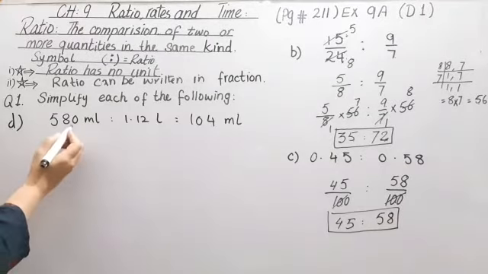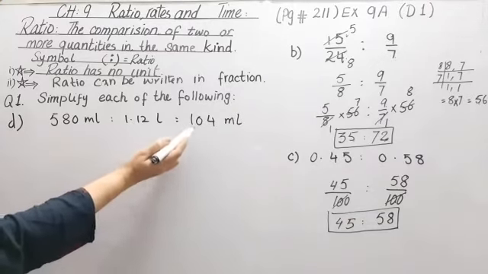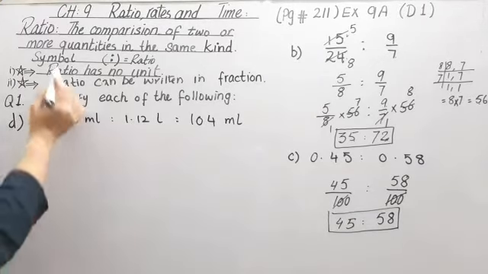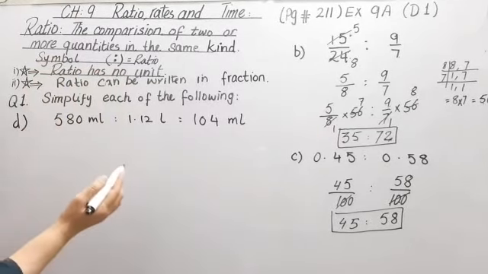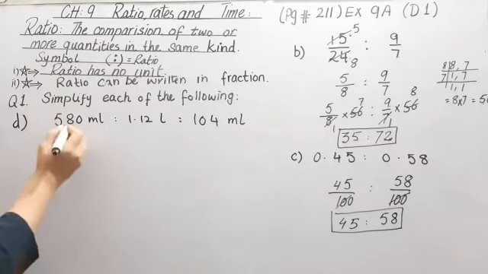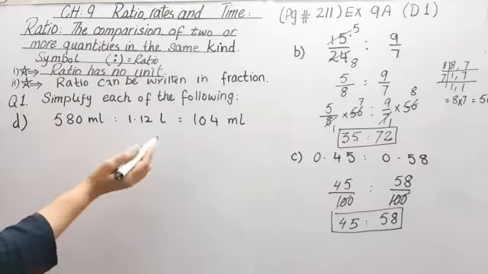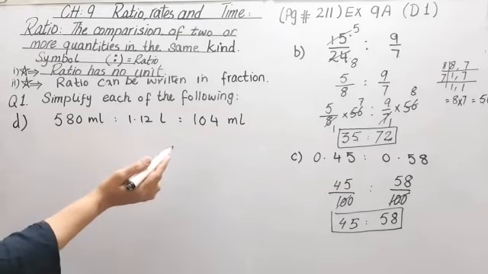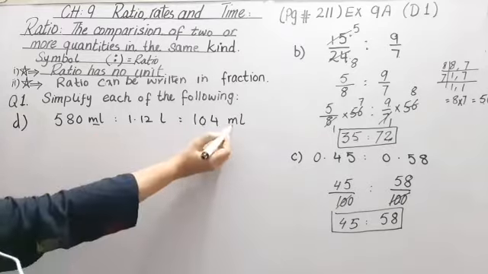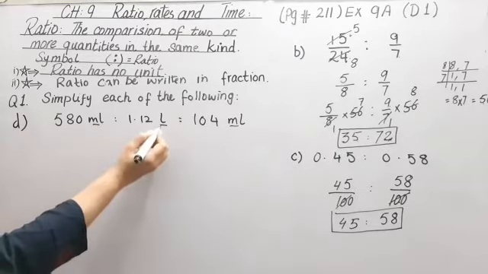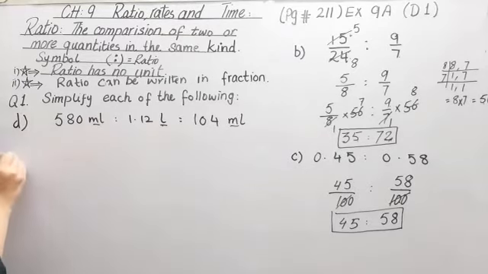In D part, 580 milliliter, 1.12 liter and 104 milliliter, there are more than 2, three quantities involved. The minimum we need is two things for a comparison, but here three things are involved. So first we see if there is any unit difference. So first we make them the same unit, milliliter, but here is liter. So we convert this liter into milliliter. 1 liter we know is equal to 1000 milliliter, and this is called the key.